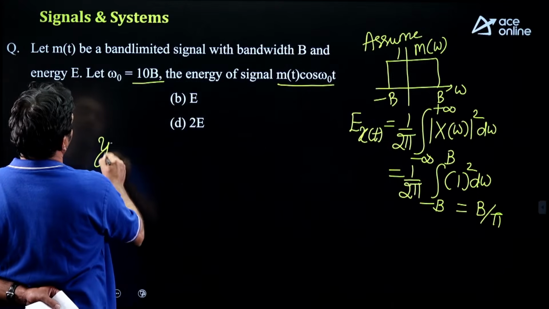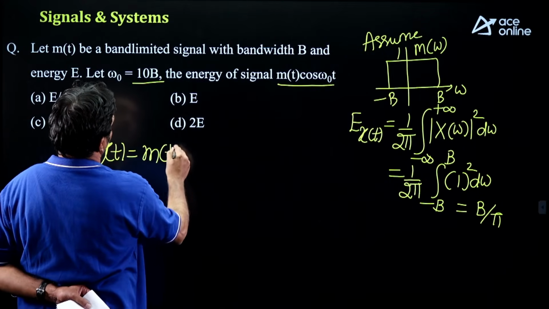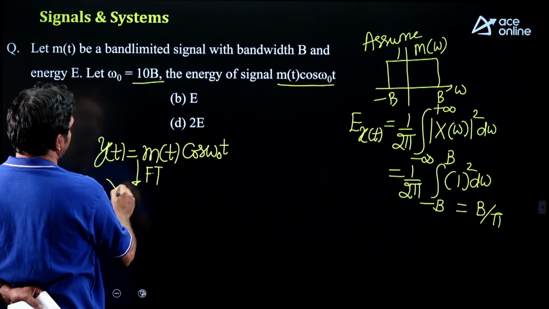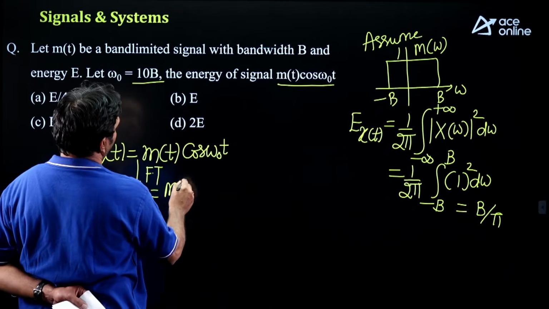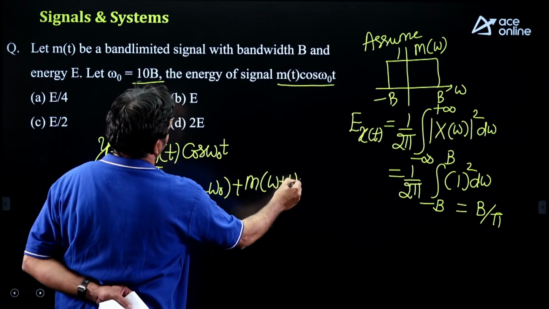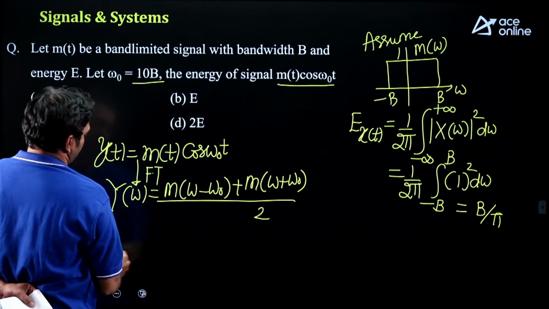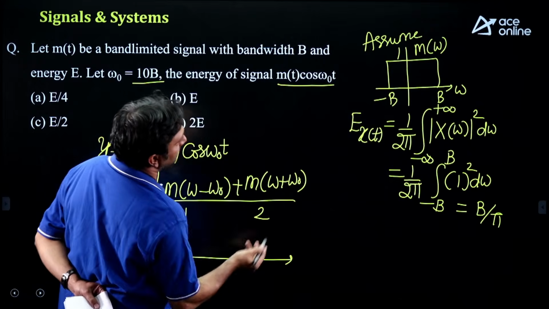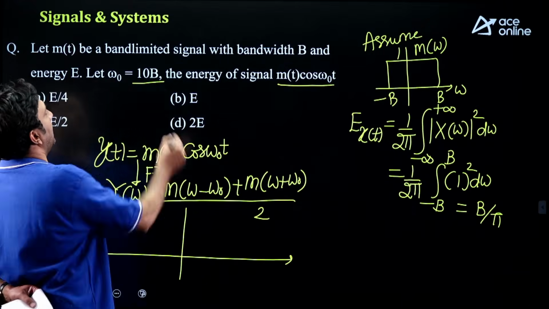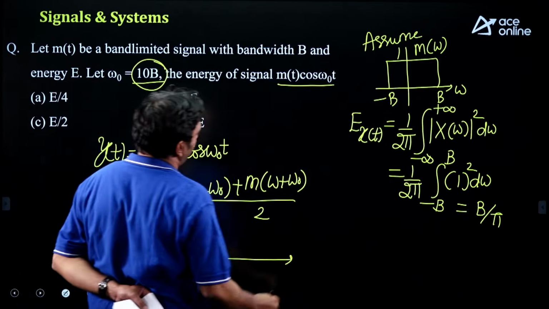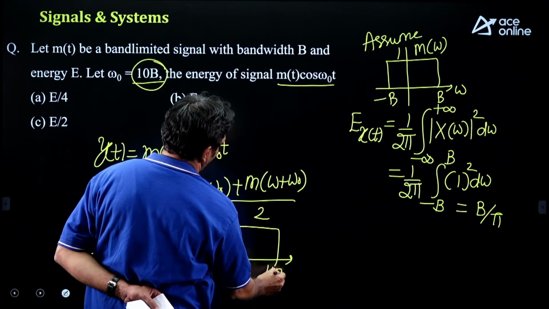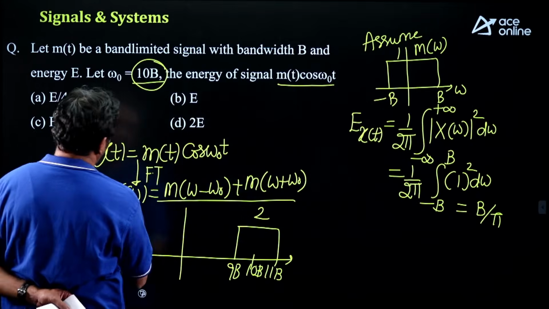Let us name this new function m(t) cos omega naught t. What is the Fourier transform of this directly? Modulation: we can write that as M of omega minus omega naught plus M of omega plus omega naught, by 2. So the original spectrum is right and left shifted by how many units? That is omega naught units. Omega naught is mentioned as how much in the question? 10B. Omega naught is 10B means it will cover the range 9B to 11B. Similarly on the negative side.